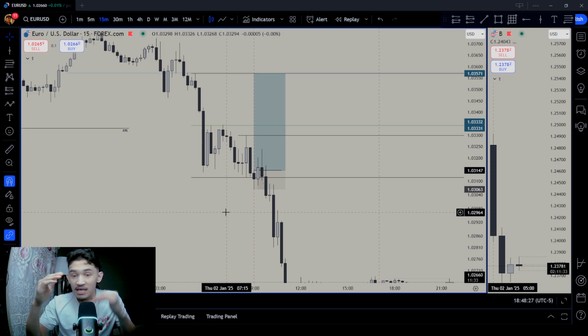Keep in mind, at the end of the CRT, when the market purges out the CRT low or high, there must be a legit low or legit high. So a legit low is going to be a bearish then bullish candle, and a legit high is going to be a bullish then bearish candle.